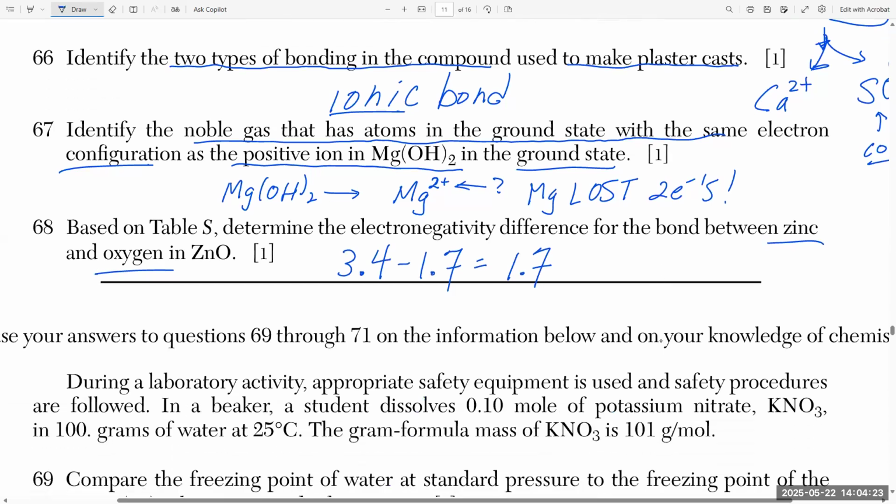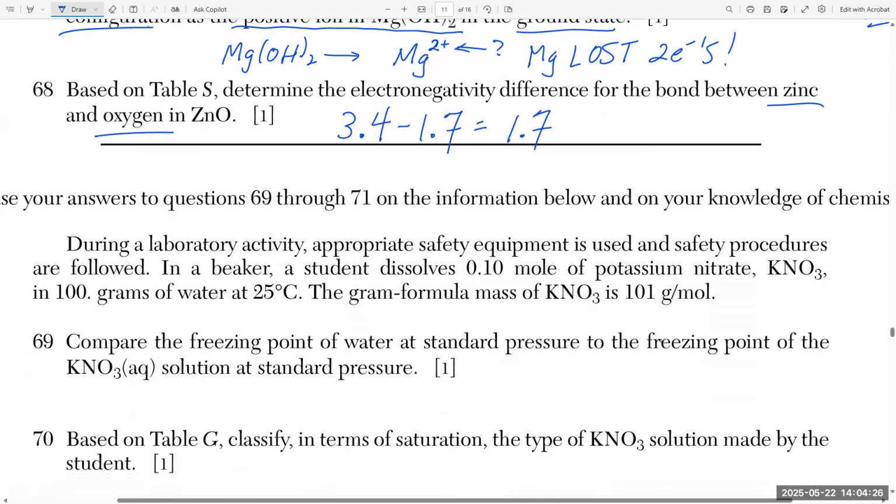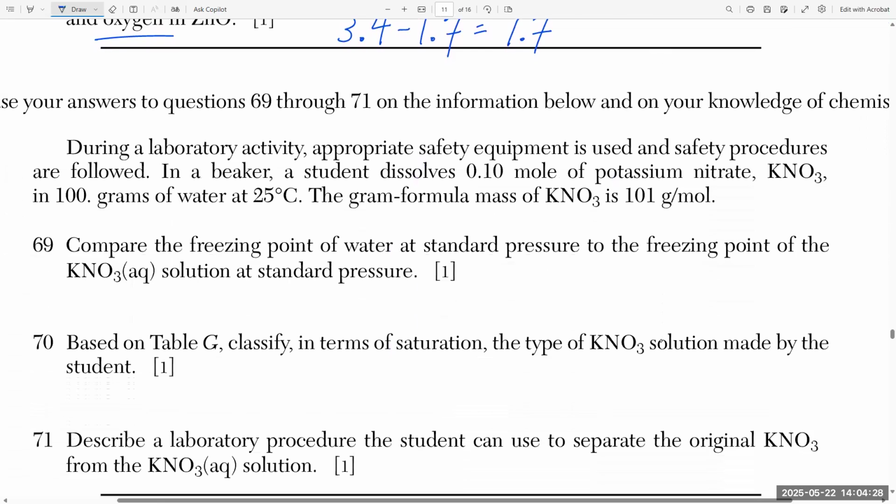69. During a laboratory activity, appropriate safety equipment is used and safety procedures are followed. In a beaker, a student dissolves 0.1 mole of potassium nitrate in 100 grams of water at 25 degrees centigrade. The gram formula mass of KNO3 is 101 grams per mole. They even gave you gram formula mass, so you don't have to look that up, right? Here we go. Compare the freezing point of water, at standard pressure, to the freezing point of the KNO3 solution, right?